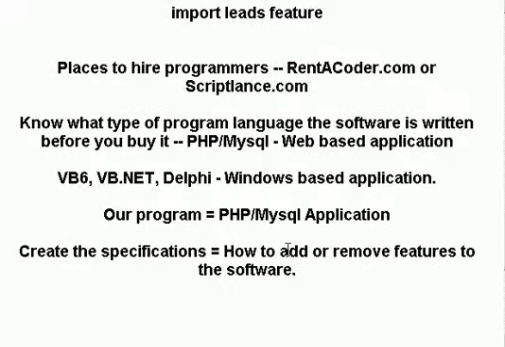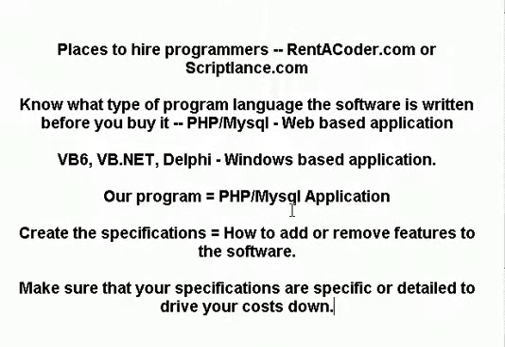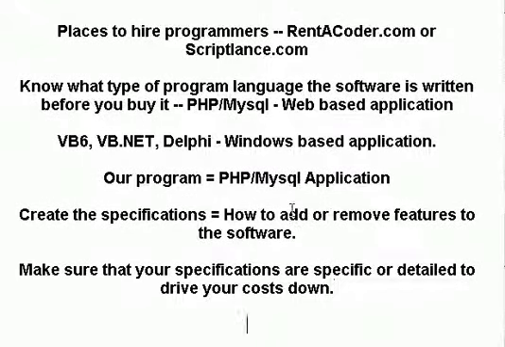Specifications are the defining point of whether your costs are going to go up or down. Now, here's what I mean by that. If you create specifications that are very detailed and tell the programmer exactly, step by step, what you would like to see, then your costs generally go down. So the main point here is to make your specifications detailed. Once you do that, your costs actually go down.